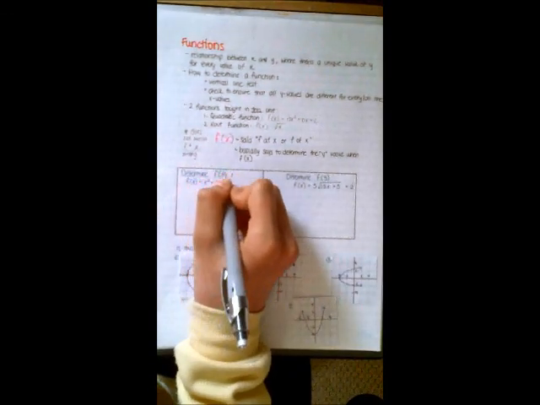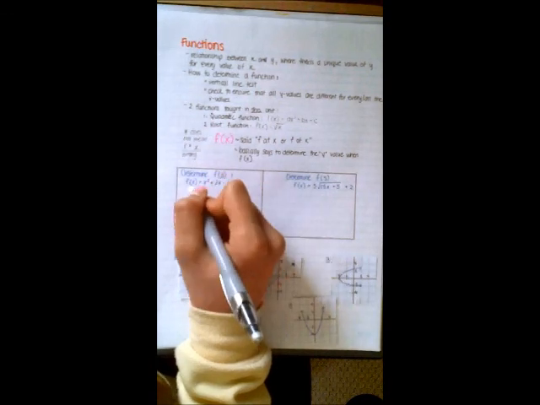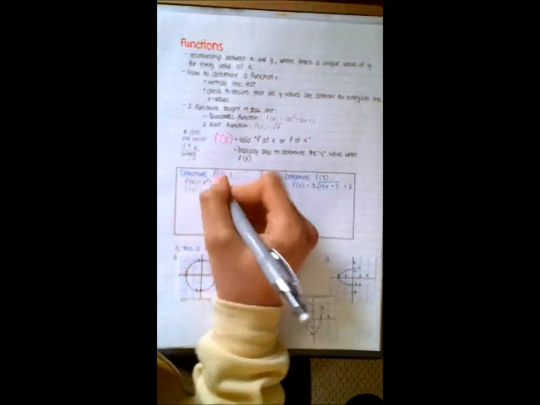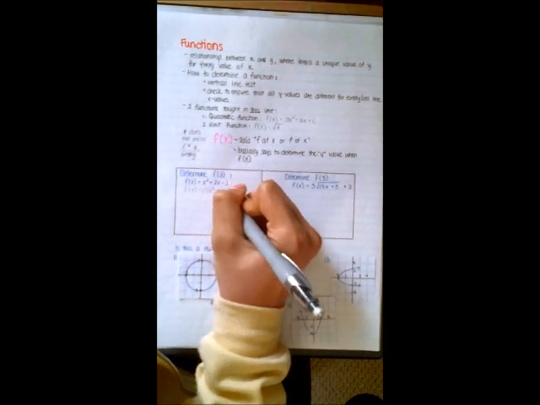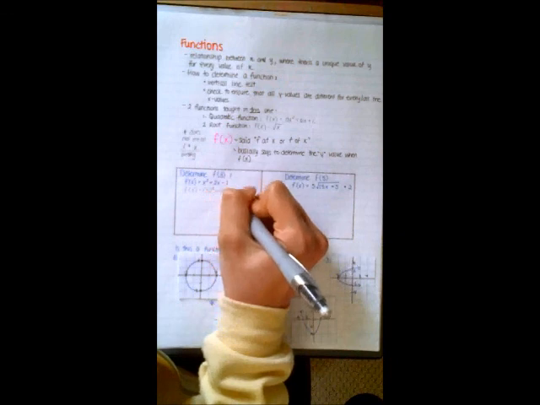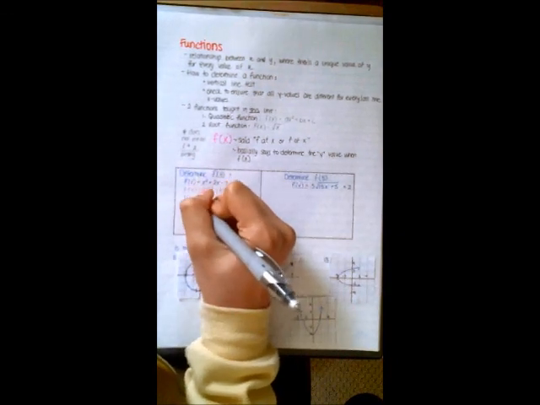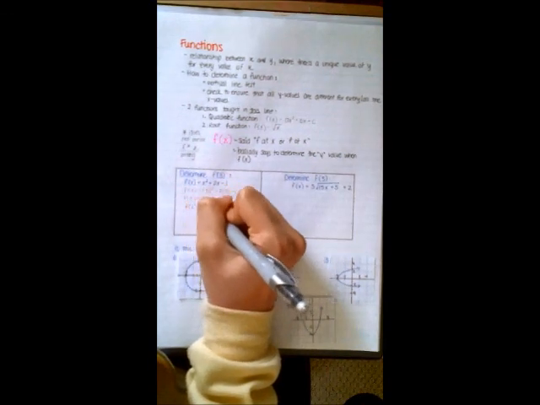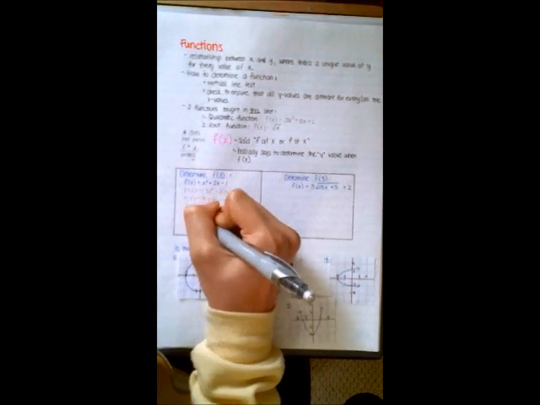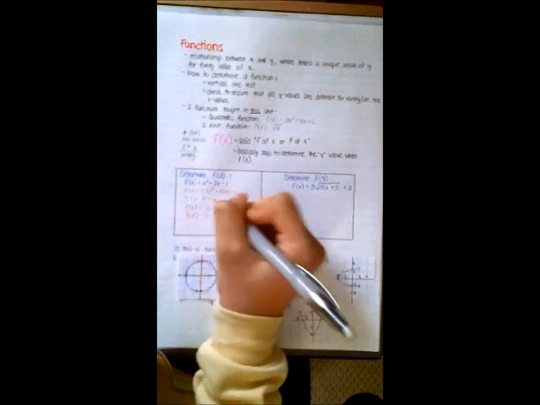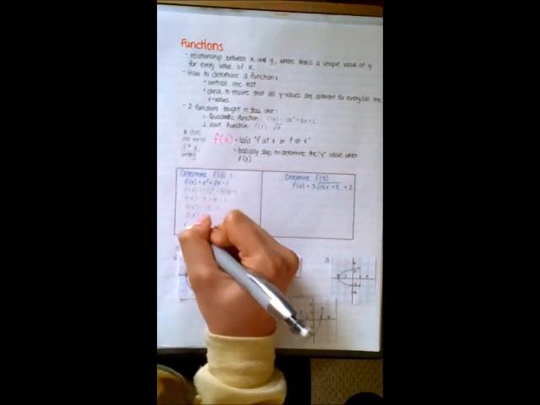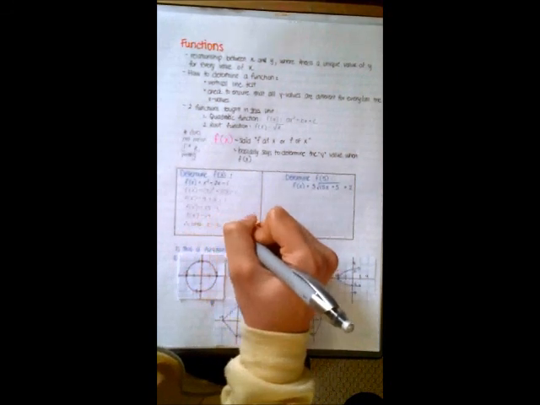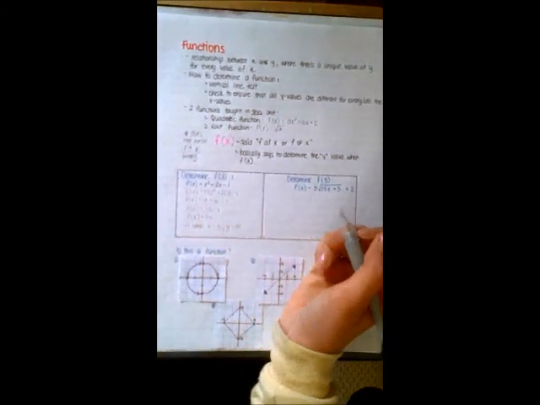So determine f(3). When f is at 3, what's the value of y going to be? So f(x) equals, I'm going to sub the 3 in, 3 squared plus 2 times 3 minus 1. f(x) equals 9 plus 6 minus 1. f(x) equals 15 minus 1. f(x) equals 14. And therefore, when x equals 3, y equals 14.